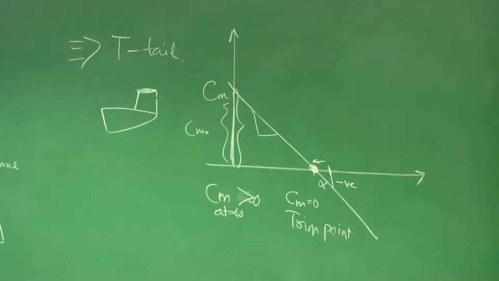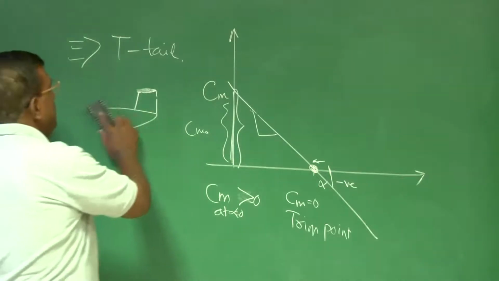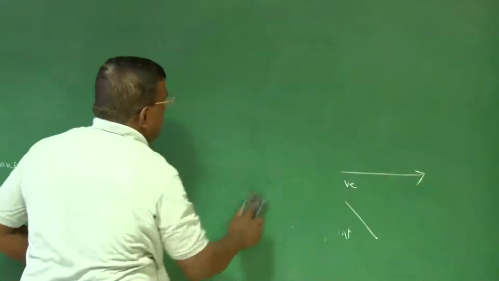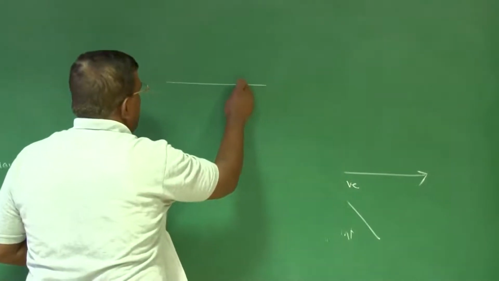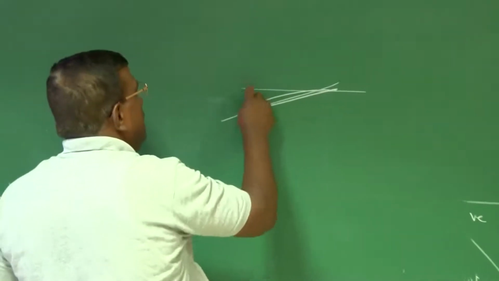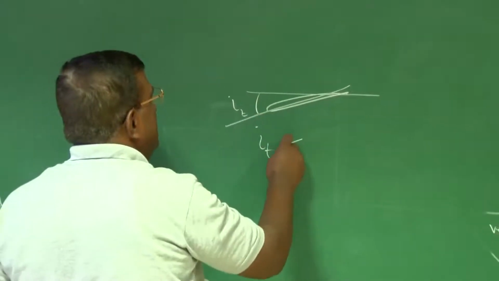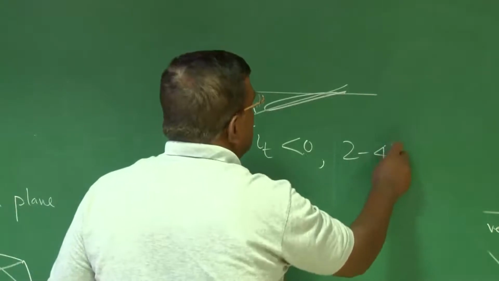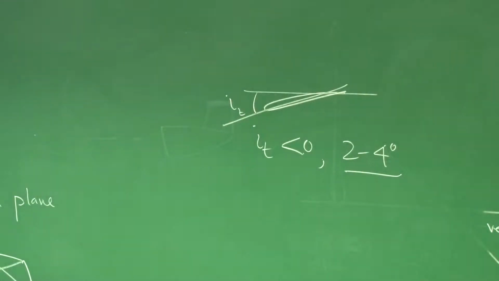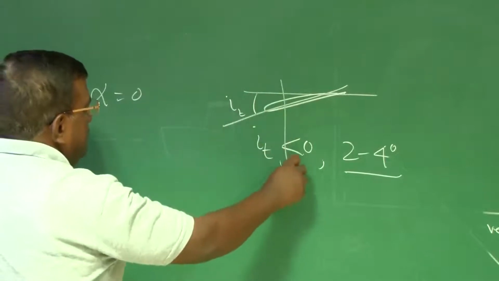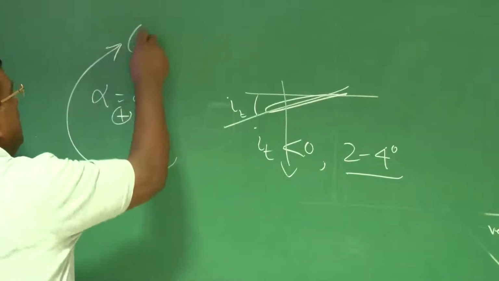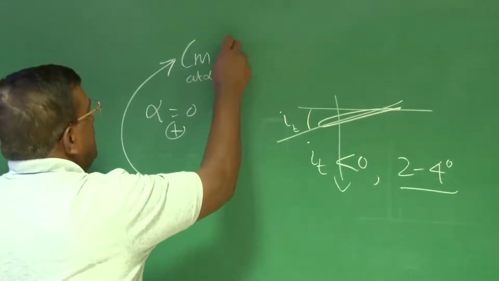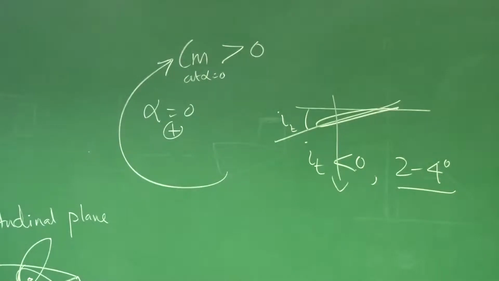and to ensure that Cm naught is positive, we heavily depend upon the horizontal tail. If this is the horizontal tail, we try to give a setting angle to the horizontal tail, IT, which is negative, maybe of the order of 2 to 4 degrees, the typical numbers. This is done to ensure that even at alpha equal to 0, it generates a force here, and CG suppose is here, it gives you a Cm at alpha equal to 0, or Cm naught, greater than 0. So depending upon whatever Cm naught you require, you can set the setting angle.